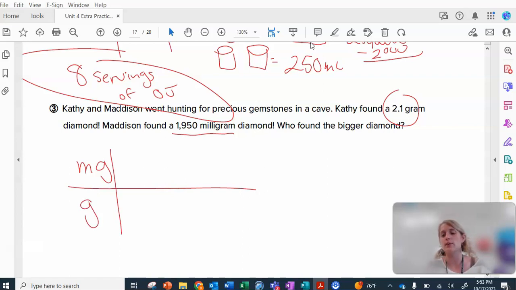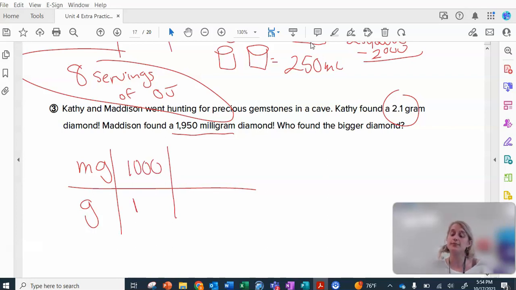Before you get too excited about their diamonds, remember that a gram weighs about as much as a piece of paper like a $1 bill, or one little paper clip. That's a gram. So these are not jumbo diamonds. It would be so exciting if they were, but they're not. You do not get to start with any of the numbers from the problem. You have to start with the numbers from your star chart. My star chart says grams to milligrams. 1 gram, make sure it matches with the grams, is 1,000 milligrams.